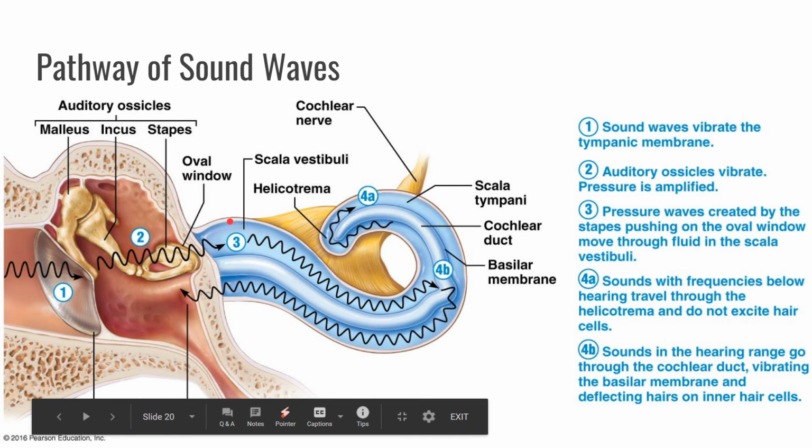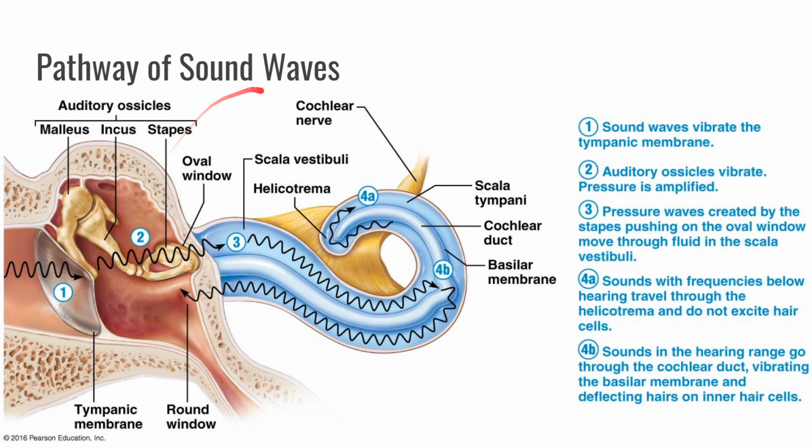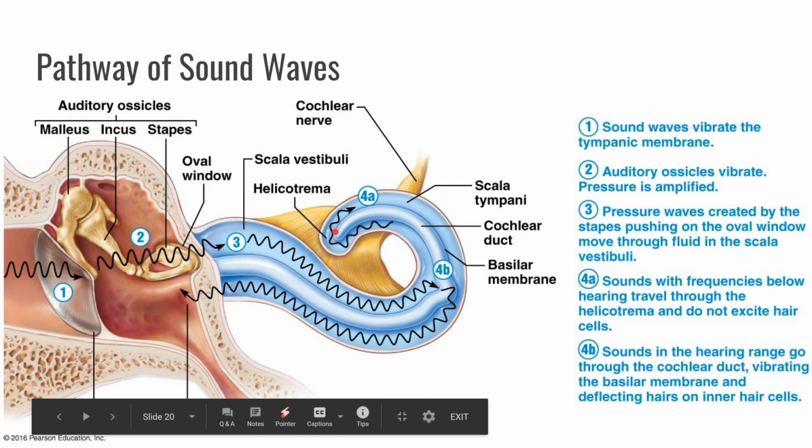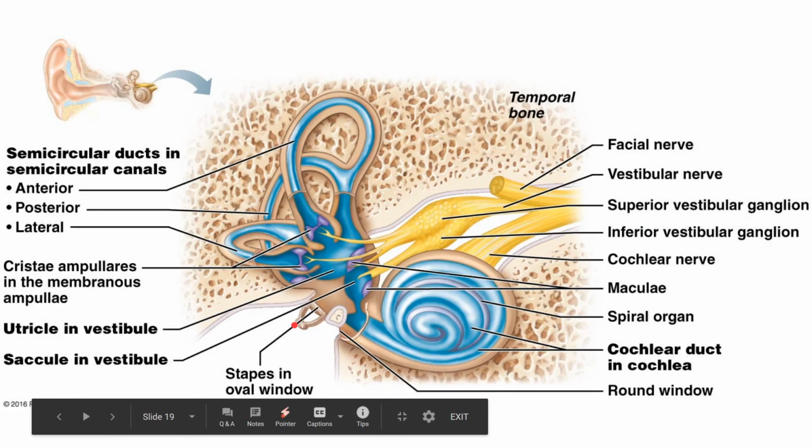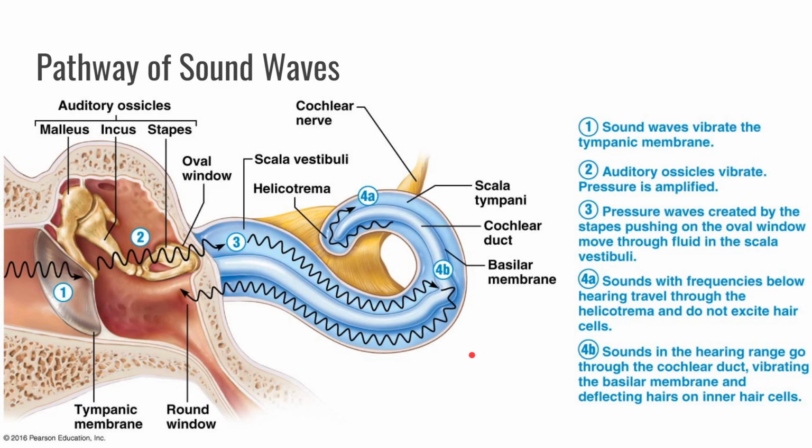So this has had the semicircular canals removed. They would be right over here. And this unfolds the cochlea so we can see what happens. So back here, we're going to take this and unfold it so we can focus on it.